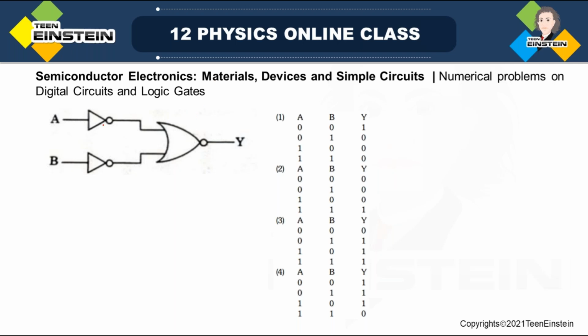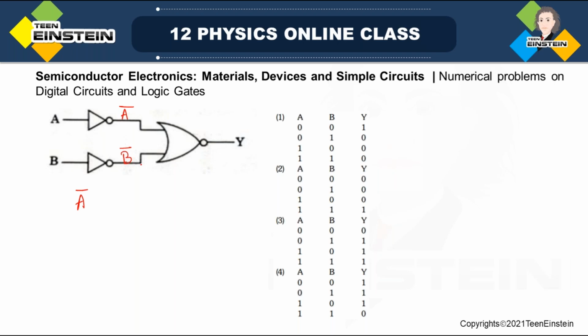Let us do one thing. Let us write what Y is. First of all, this is A. Upon having NOT operation of A, you will get A bar. Similarly, this will be B bar. So then for this particular gate, you have inputs A bar and B bar.